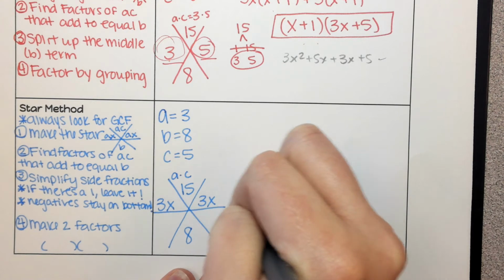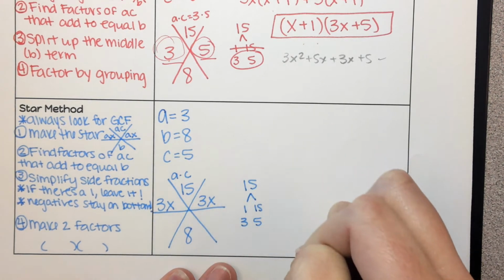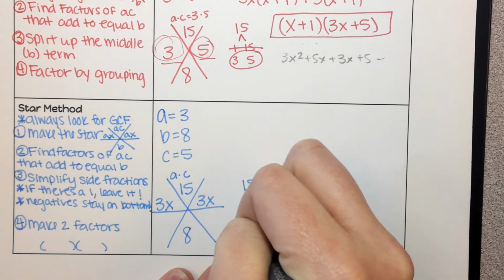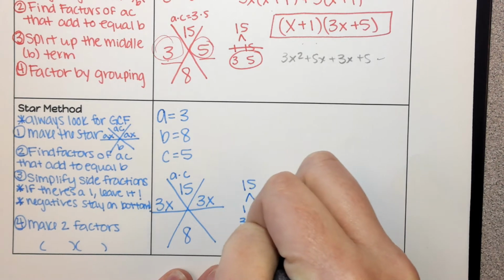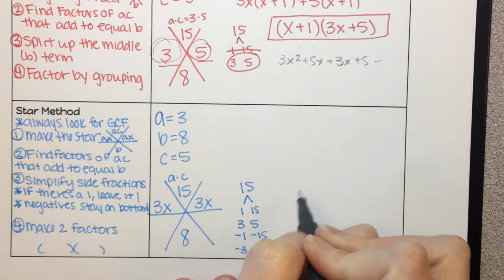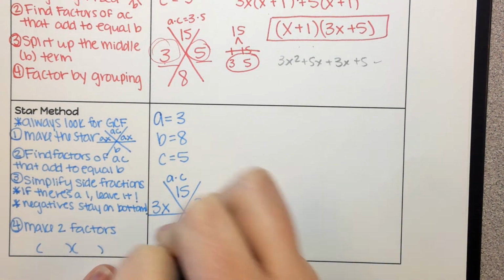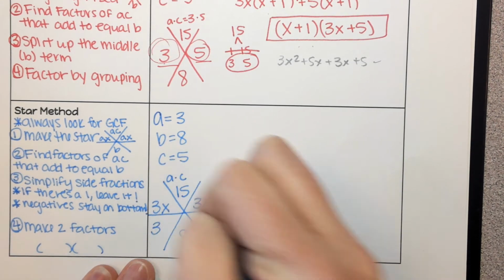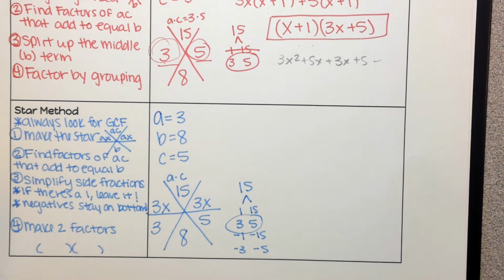All right, I need factors of 15 that add to equal 8. So like before, we said we could have 1 and 15 or 3 and 5. And remember, you could have the negatives. Okay, so 3 and 5 is our match, so we're going to put a 3 on one side and a 5 on the other. Okay, so that was step number 2.